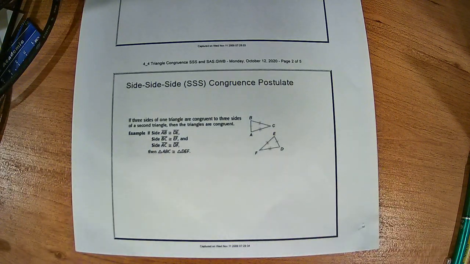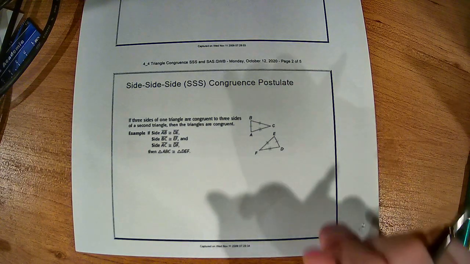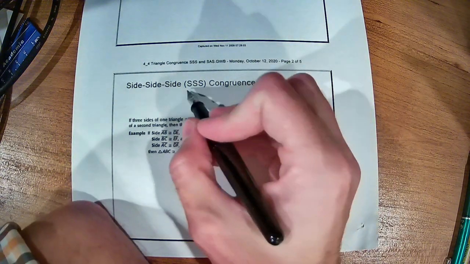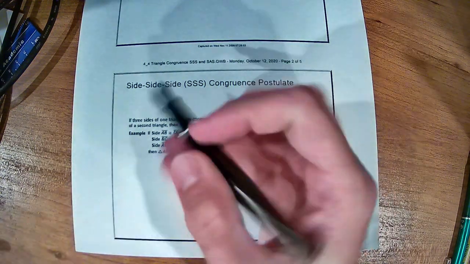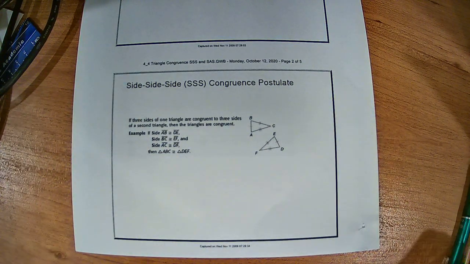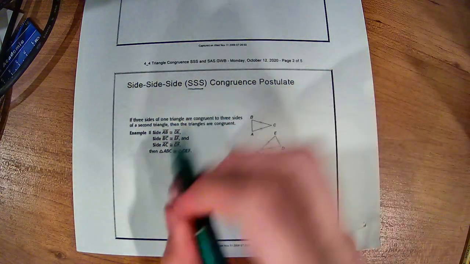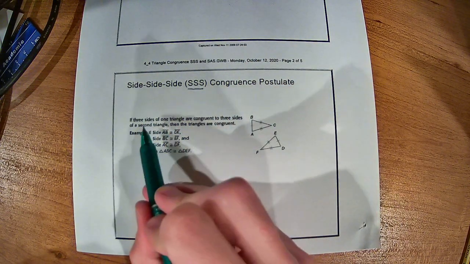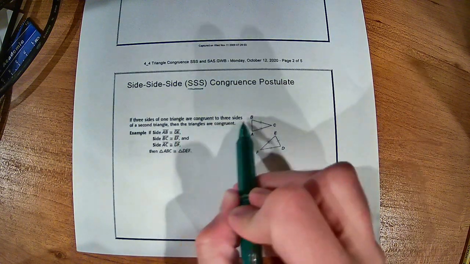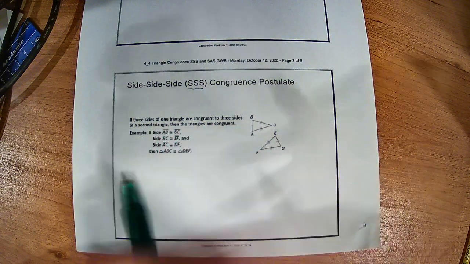The first idea that we're going to look at is this one called the side-side-side congruence postulate. We will simply refer to it as SSS. Pen's out of ink. Let's try something else. There we go. So we're going to refer to it simply as SSS, and it's talking about congruence. Take a look. Here's what the postulate says. If three sides of one triangle are congruent to three sides of a second, then the triangles are congruent.